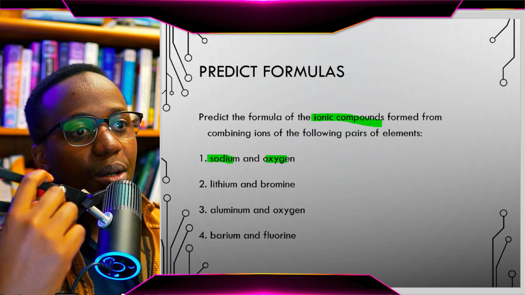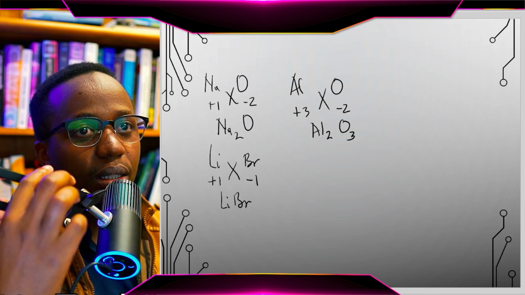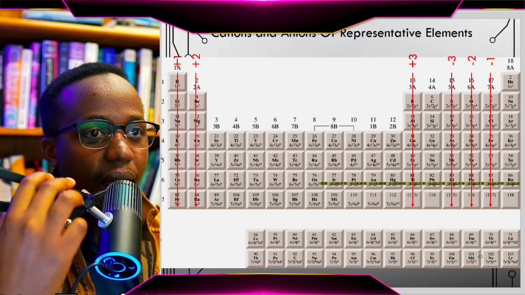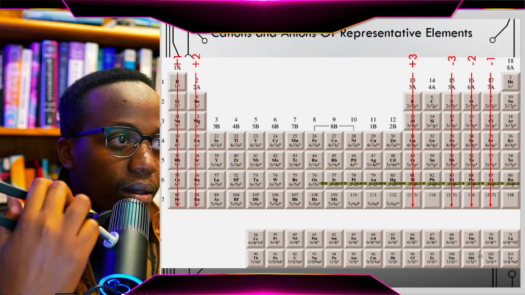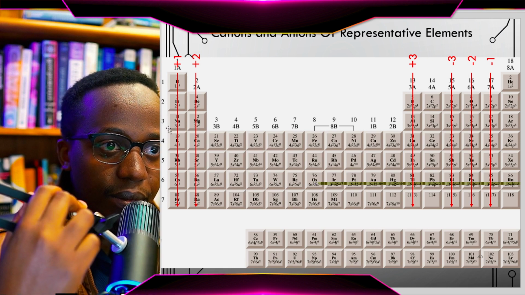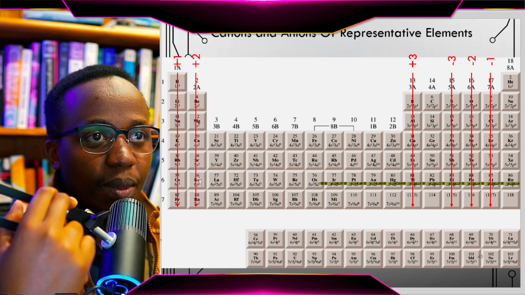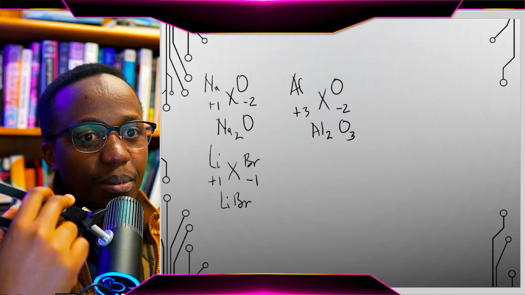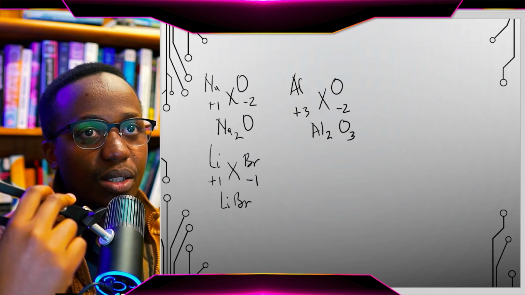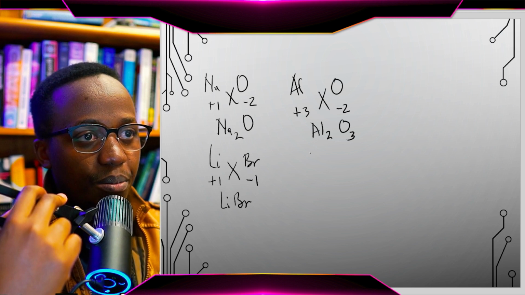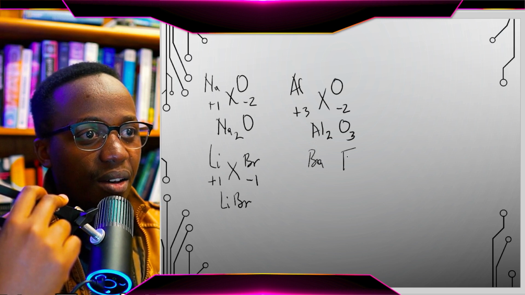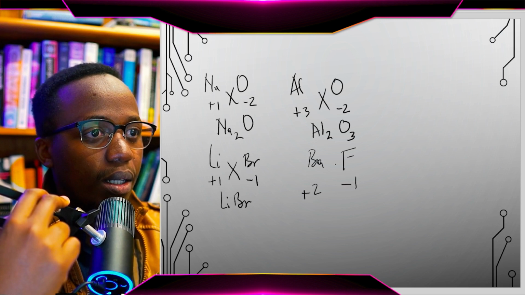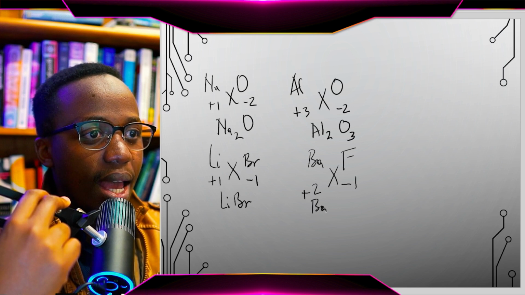All right. What about barium and fluorine? Barium, going back here, where is barium? Barium is down here, right? So that means that it has +2. So barium and fluorine, Ba and F, it has +2. F has -1. You do the cross, it's BaF2.